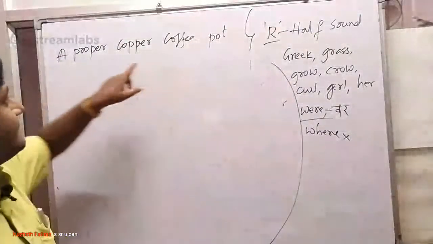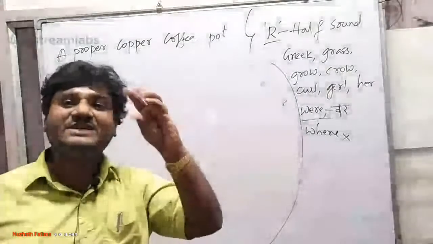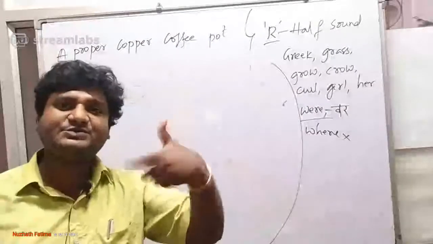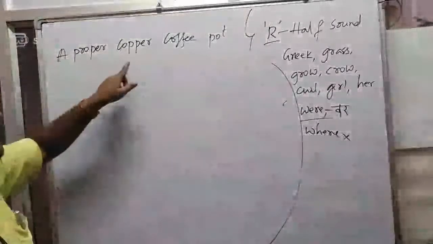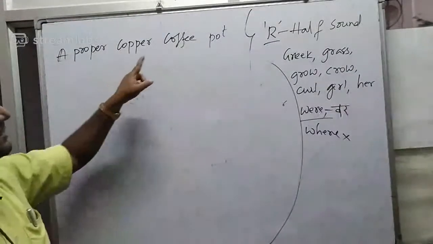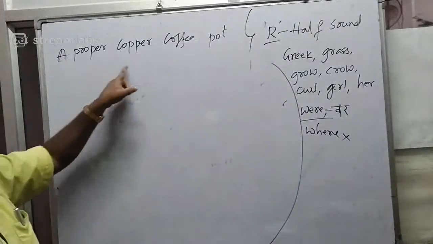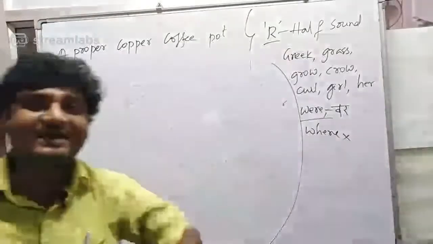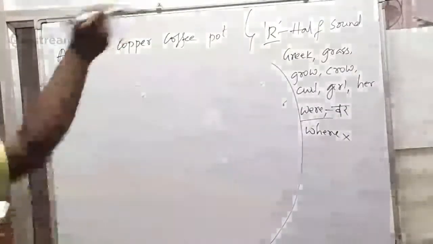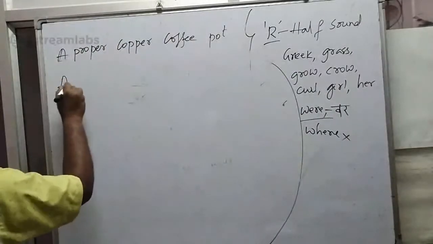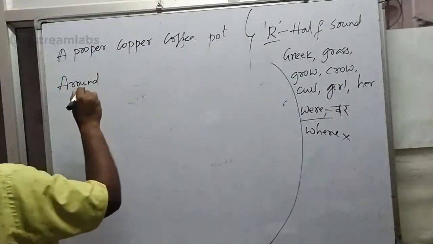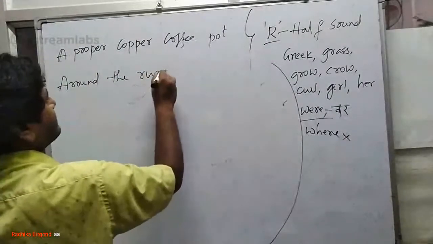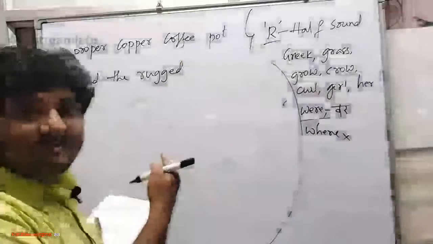A proper copper cafe pot. Now see here, this one. Say it at least 5 times quickly, one after another. What is that? A proper copper cafe pot. A proper copper cafe pot. In this way, a proper copper cafe pot. It's not coffee, it's cafe. So like this, repeat 5 times yourself. Then, write everyone with me.